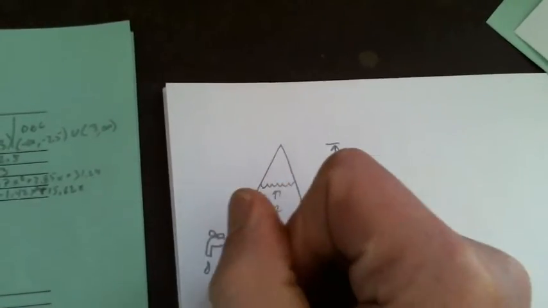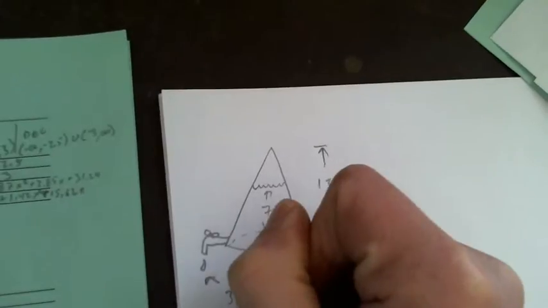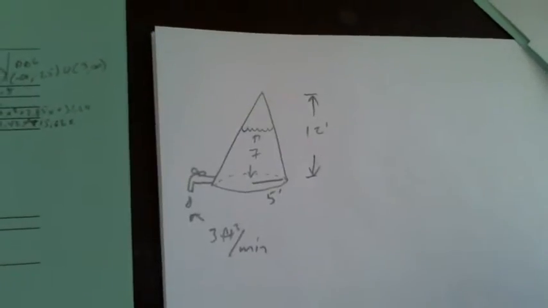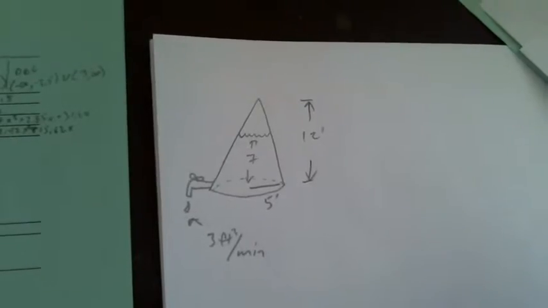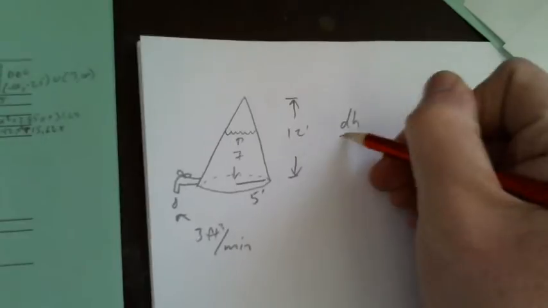at a rate of 3 cubic feet per minute. And find the rate of change of depth of water in the tank. So we want dh/dt.